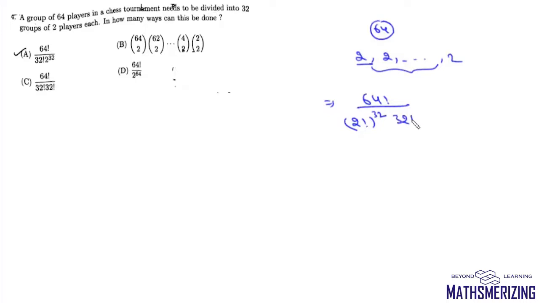Now question number 4 is, we are given 64 players in a chess tournament, and they need to be divided into 32 groups of 2 players each. So it will be 2, 2 and 2, and in all we need 32 groups. Now all these groups are unnamed distribution. So when it is unnamed distribution, we can divide them as factorial 64 upon factorial 2, factorial 2, factorial 2, 32 times, and since it is an unnamed group, we need to divide it by factorial 32, and that's your option number A.